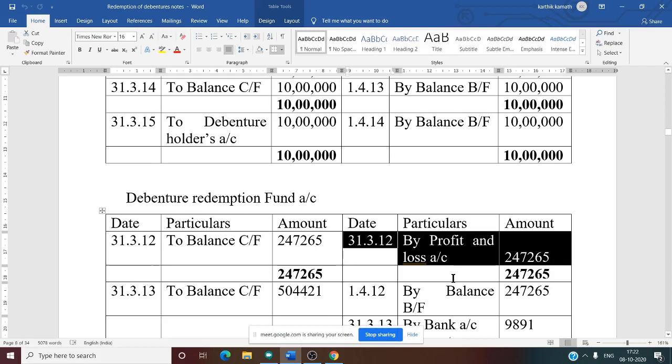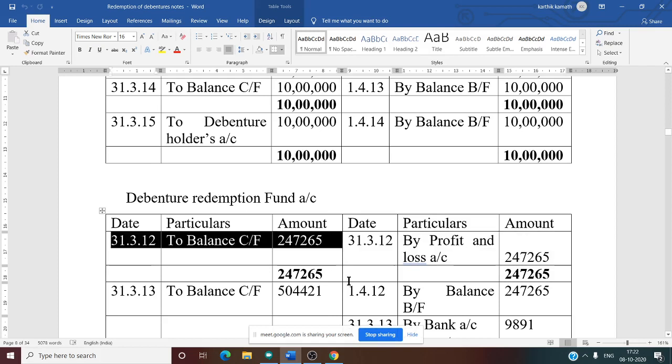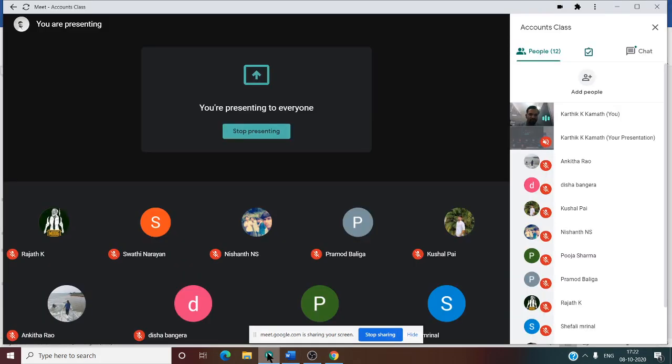In that year, no other information. Why is there no interest in the first year? Can you tell me? Because investments are made. That means the amount is set aside at the end of the year.